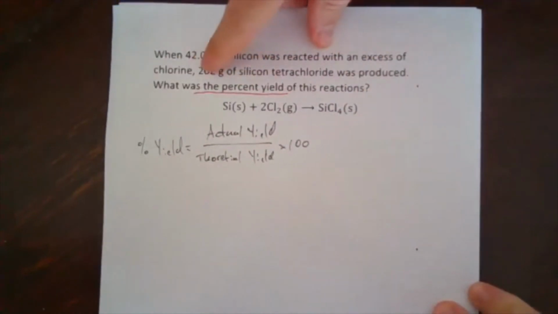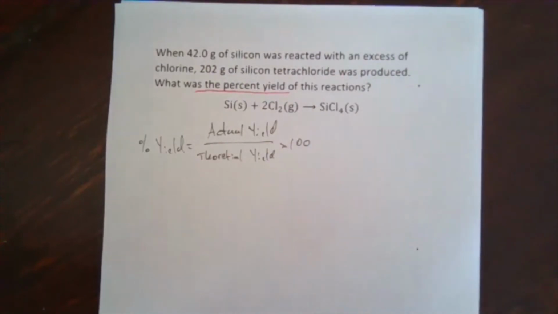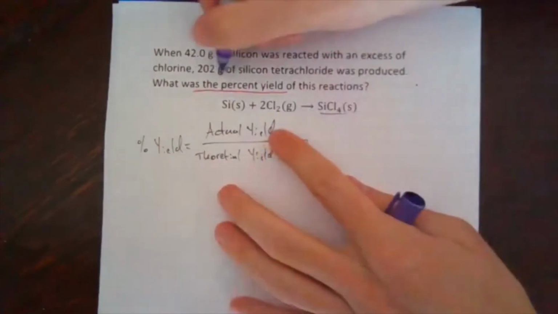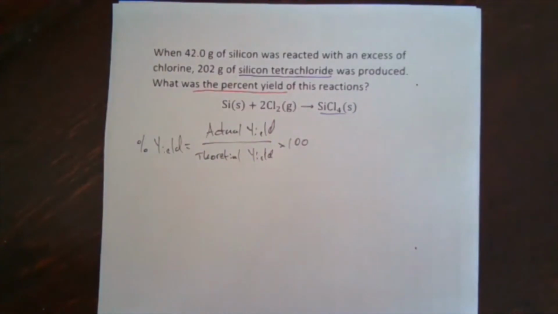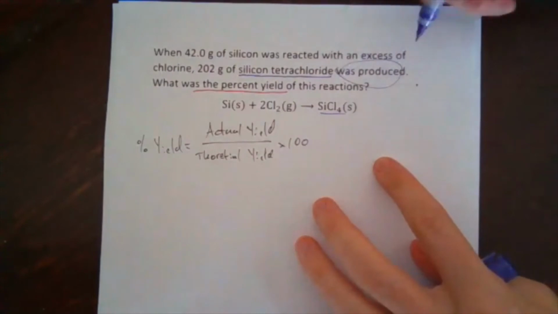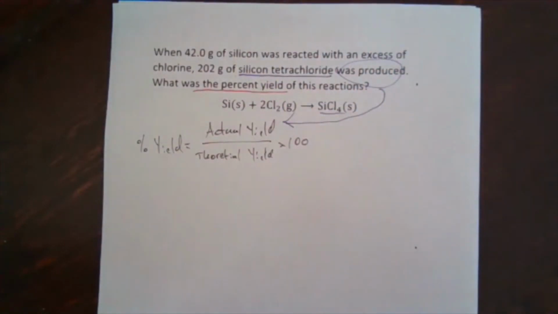Well, I'm given that explicitly. 202 grams of silicon tetrachloride was produced. So that is a yield because I only have one product, and this is the mass of that product. Okay? And then the question is, is that actual or theoretical? Because we see that word was produced, that tells me it's actual yield. So 202 grams is going to be my actual yield.